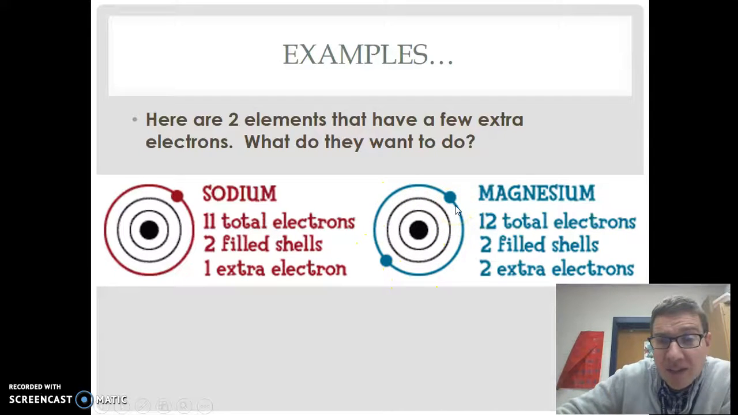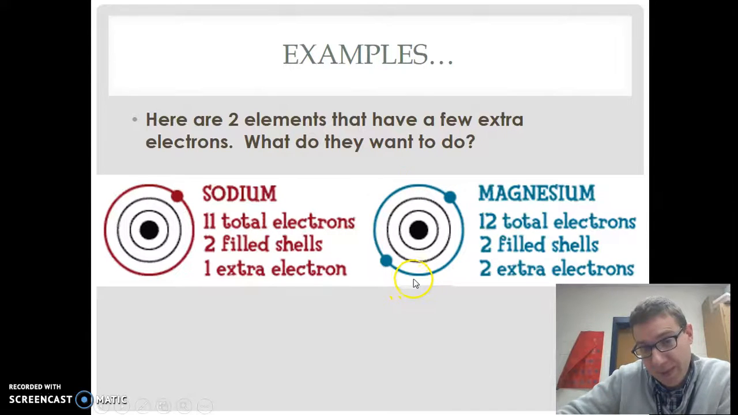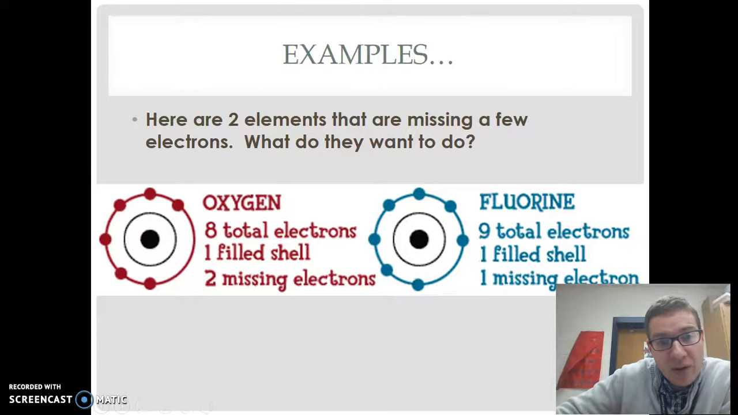It has 4 or less. It wants to get rid of them. It's a giver. Okay, it's trying to get rid of them. It's easier to get rid of those 2 electrons than to try to gain 6 more electrons. Right? So those are going to want to get rid of their electrons.